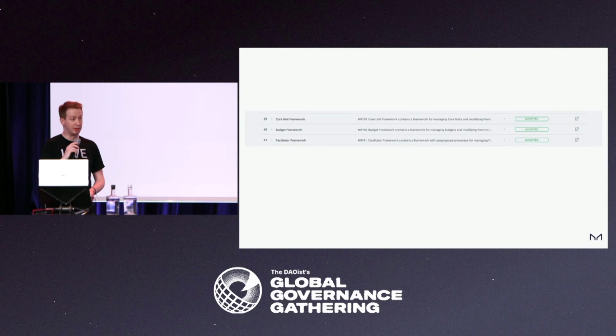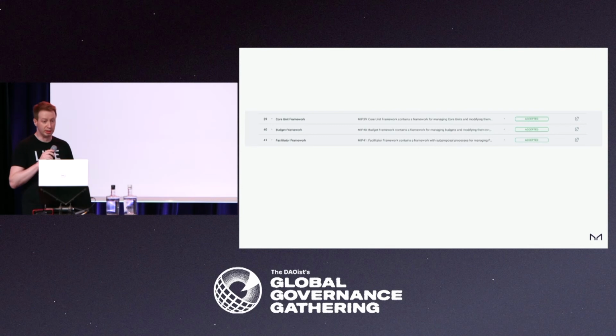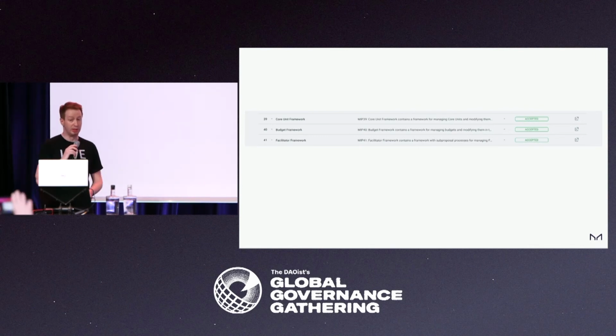And MIP41 is the ratification of the facilitator. The facilitator is the person or persons, because this could be more than one, who are responsible for proposing the core unit and managing its budget. And they are basically the bridge between the Maker core units, the DAO teams, and Maker governance. So we have seen a lot of growth with these core units.